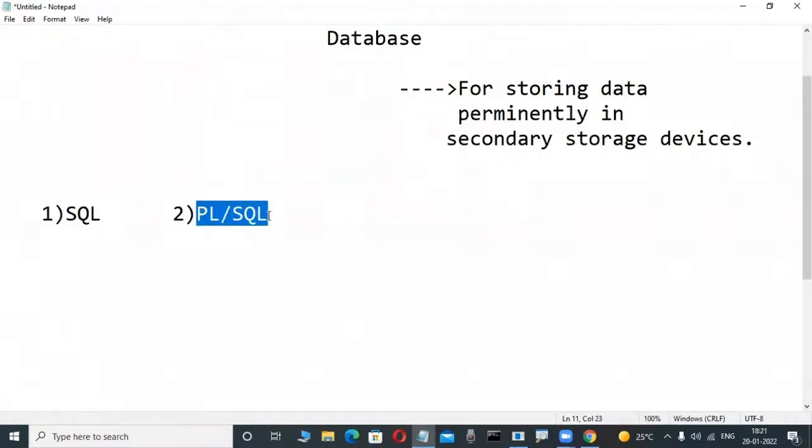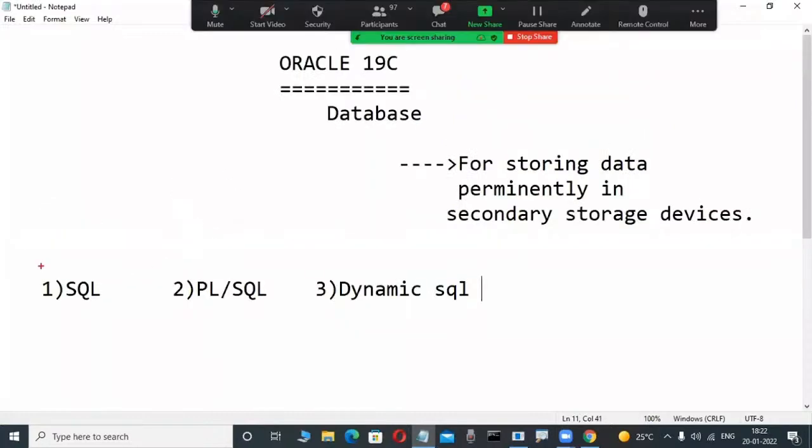That is PL/SQL, the procedural language extension for SQL. Not only these two, but on the company side we are also using another language: Dynamic SQL. That is a small one only, because we have good knowledge of PL/SQL, so it is just a little bit of extension. These three languages you should have an idea about.